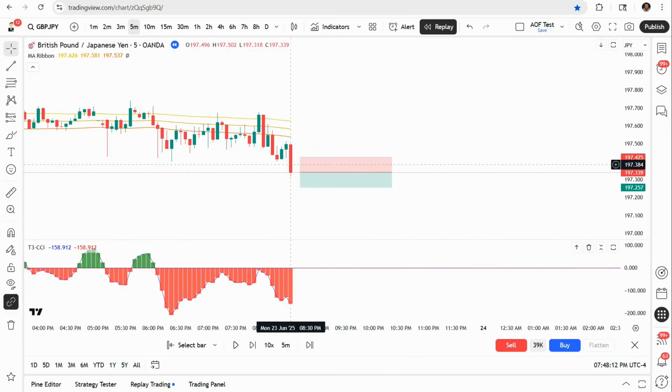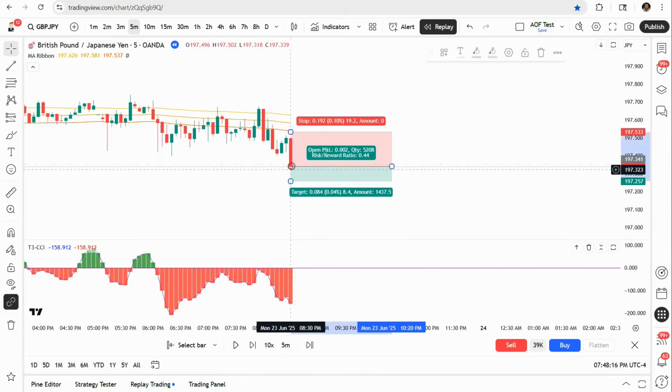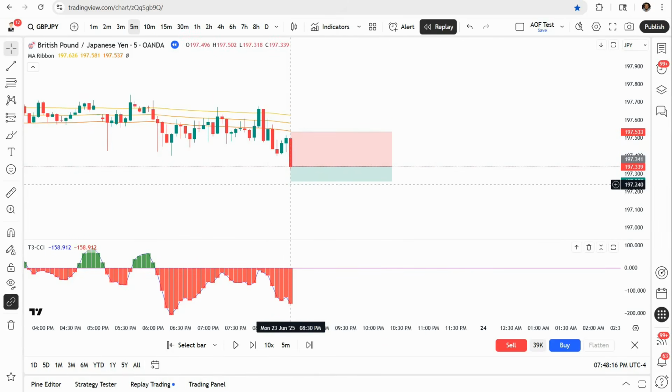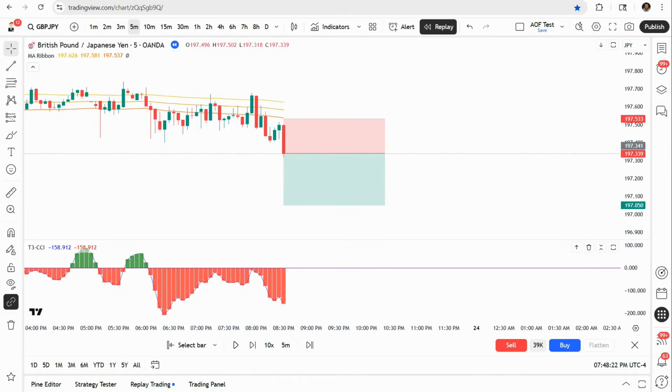We're going to put our trade right here. We're going to put our stop right above the pivot formed by the pullback, and we are going to target a 1 to 1.5 risk to reward, just like so. Let's go ahead and play this forward and see how it plays out.